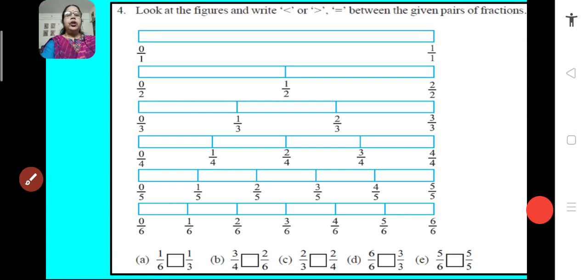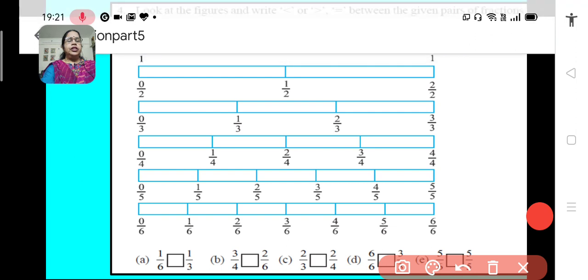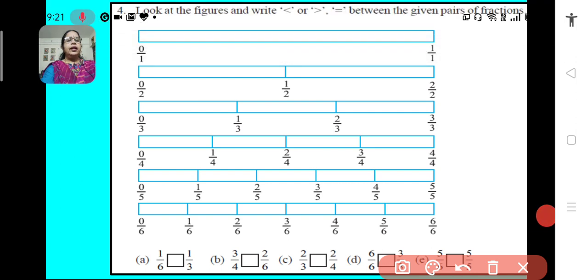Question number 4. Look at the figures and write the greater, lesser or is equal to sign between the given pair of fractions. So looking at the figures, in the first figure, the gap between 0 and 1 is not divided into any part. It is the whole. In the second one, it is divided into two parts. So this represents 1 upon 2. In the third one, the gap between 0 and 1 is divided into 3 parts. This is 1 upon 3, this is 2 upon 3.